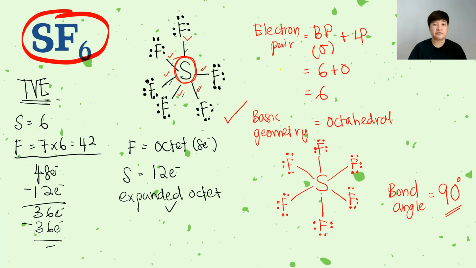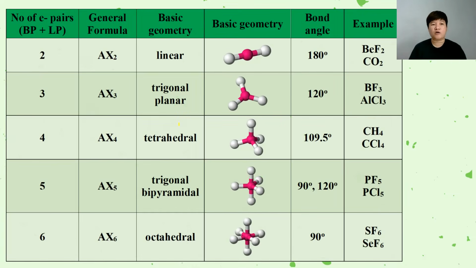If you realize, we've been repeating the same thing, but only the electron pair is changing. So your basic geometry will depend on your electron pair. Your electron pair will depend on the correct Lewis structure. Your Lewis structure will depend on the correct total valence electron. That's why to get the basic geometry, you must first get the correct Lewis structure and the correct total valence electron. As a conclusion, this is the conclusion of your basic geometry over here.